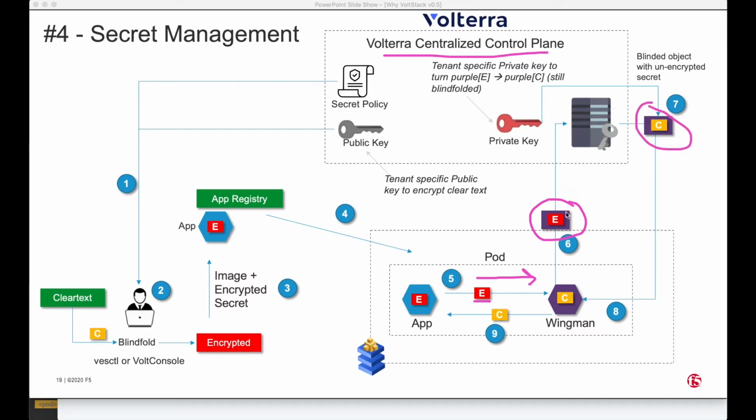So basically this is an E with a purple. Once it reaches the Volterra control plane, this E purple becomes C purple. The content is still blindfolded. The whole message is still blindfolded, except that the blindfold is embedded inside with the secret clear text. So nobody is able to read it, including Volterra ourselves. In Volterra, we won't be able to see the C. We can only see the C with the purple, which is the blindfolded.